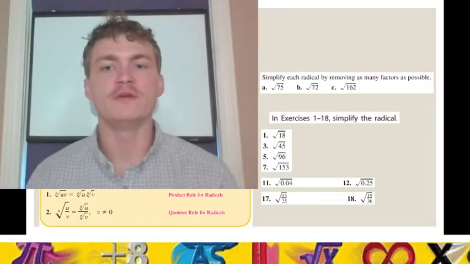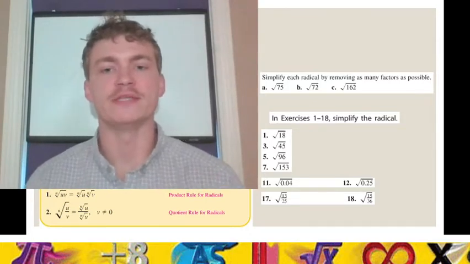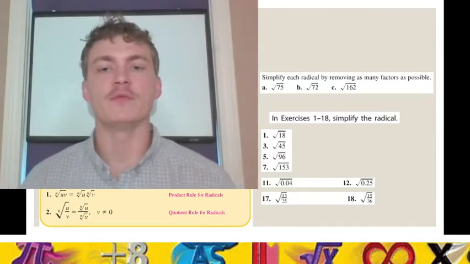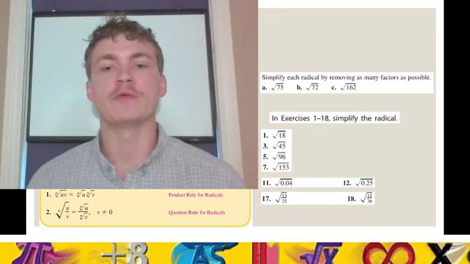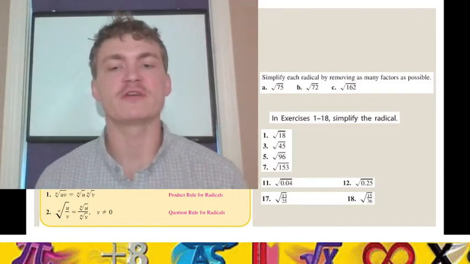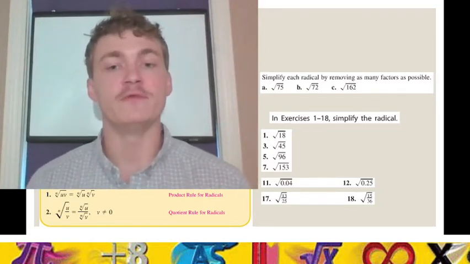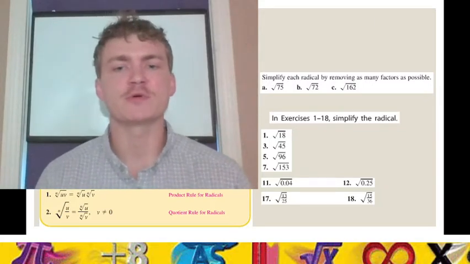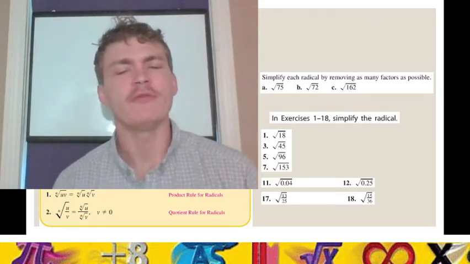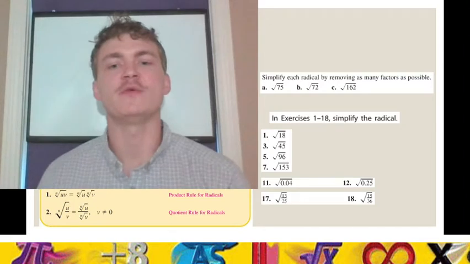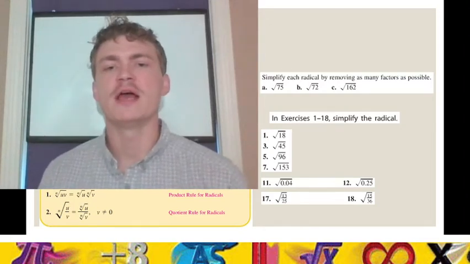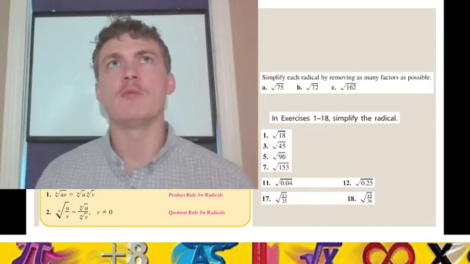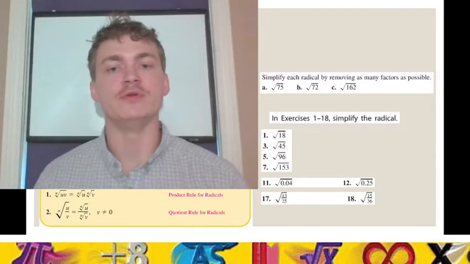Exercise 11 and 12, simplify the radical when our radical is a decimal. Here for number 11, we have 4 hundredths. Now again, we can read this as 0.04 as our radicand, or the radicand of 4 hundredths. Now we're taking the square root of 4 hundredths. If we consider this here, is there anything that we can square to get 4 hundredths? In other words, if I imagine, what do I square to get 4? It's 2. 2 squared gives me 4.